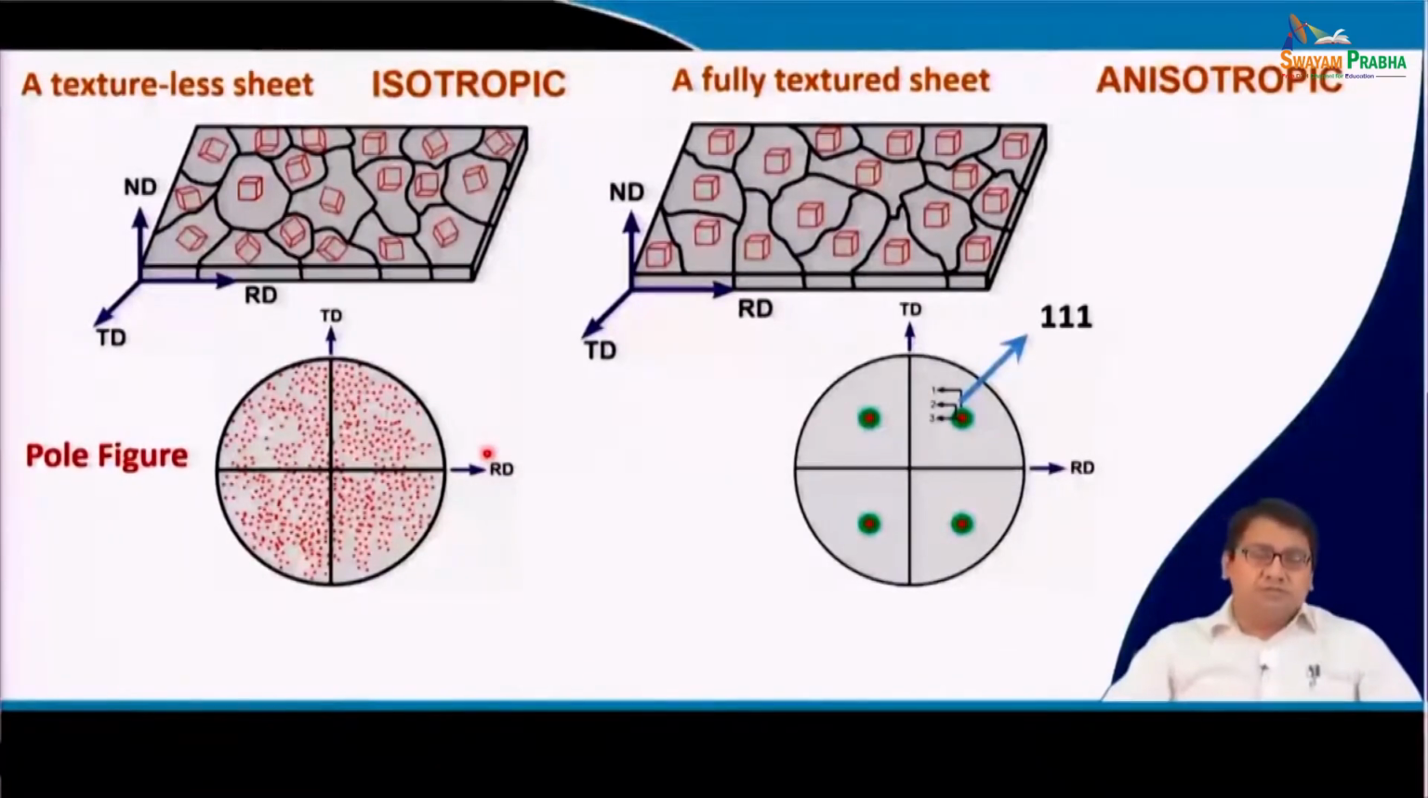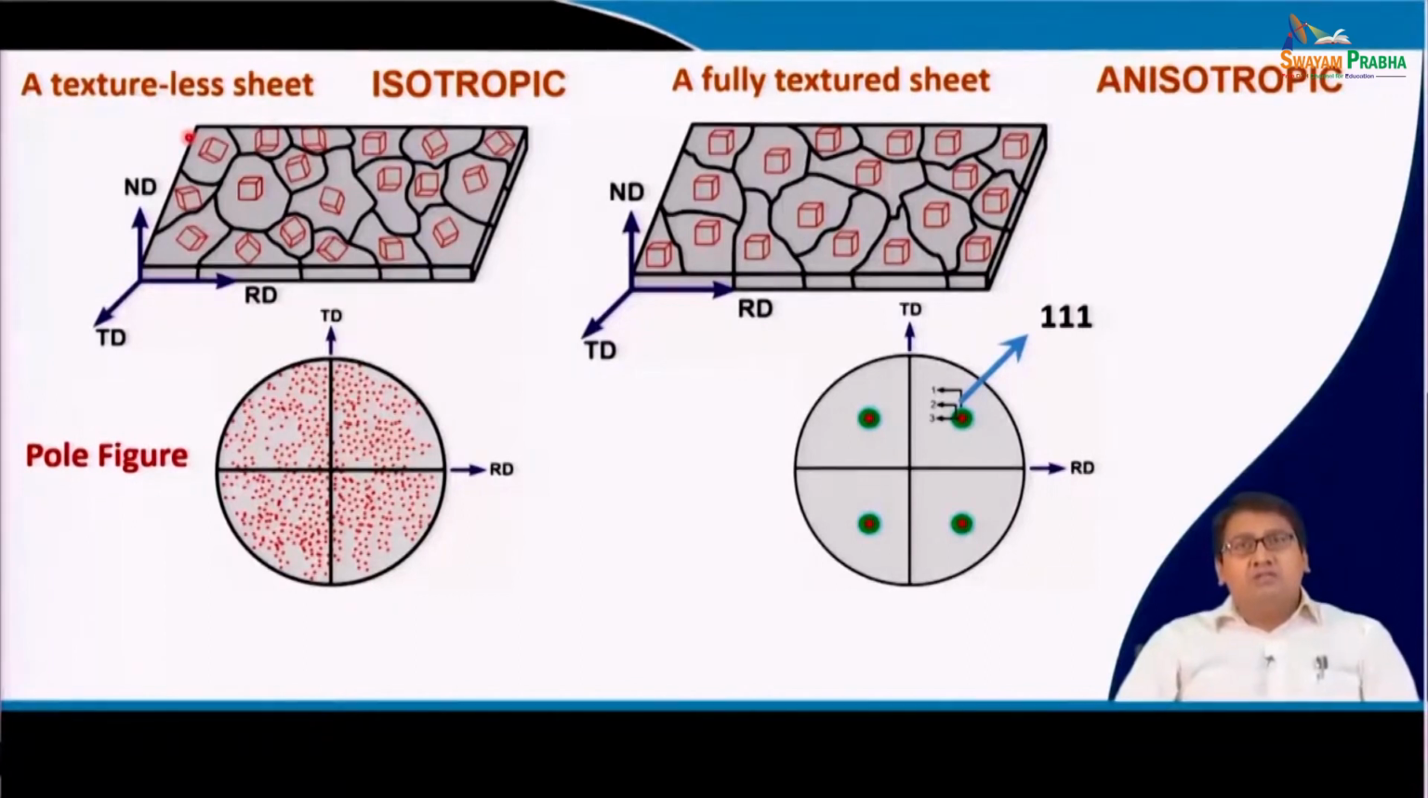So, you see in this slide I am showing two sheet metals. Each sheet metal has a rolling direction, which is horizontal, a transverse direction and a normal direction. The normal direction is the direction which is normal to the rolling plane. So, why am I using this system of RD, ND and TD?